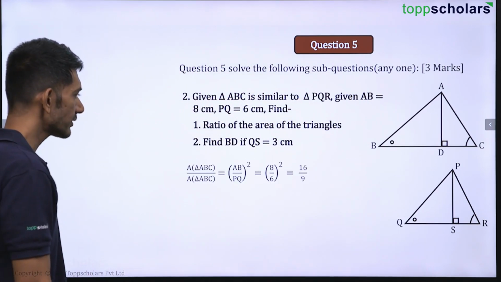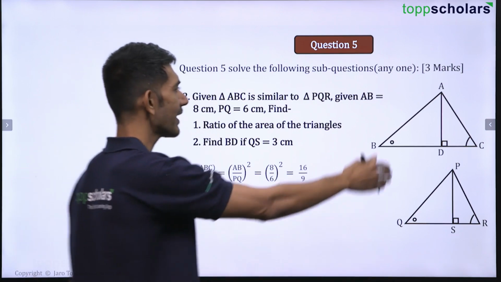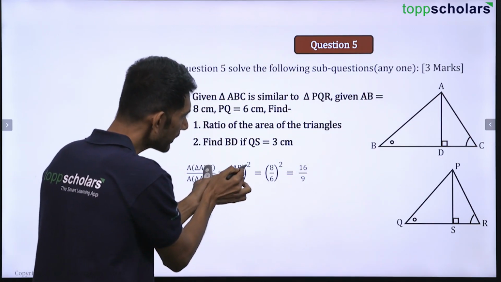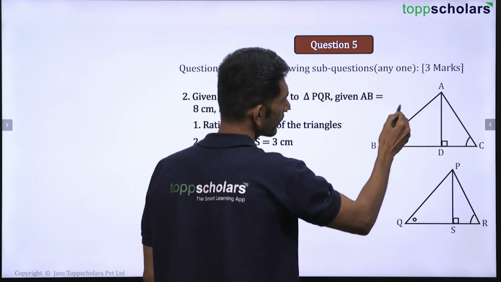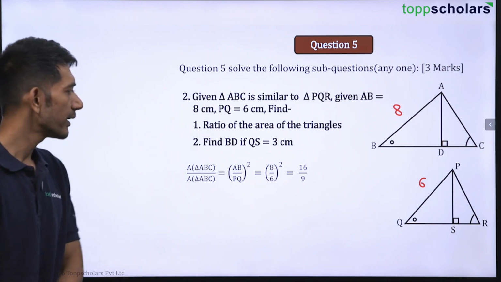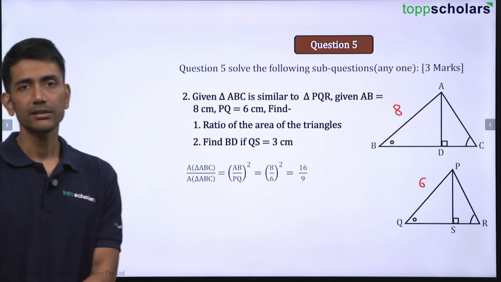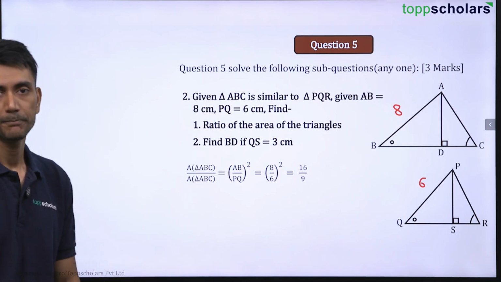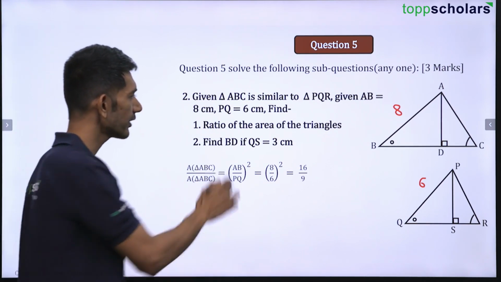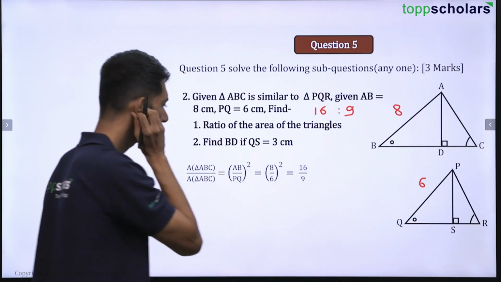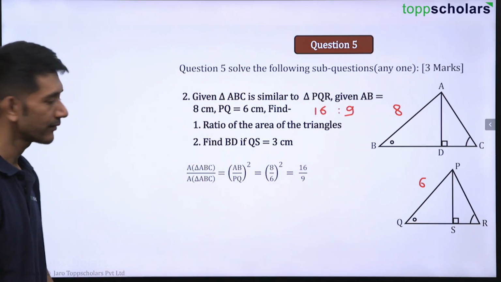So for the first concept, we'll have area of triangle ABC by area of triangle PQR is equal to AB by PQ the whole square. AB is 8, PQ is 6, that is 8 square by 6 square, that is 4 by 3 the whole square. 4 square is 16, 3 square is 9, the answer is 16 by 9. So what is the ratio? Ratio is 16 is to 9. This is how you write down the ratio, correct?